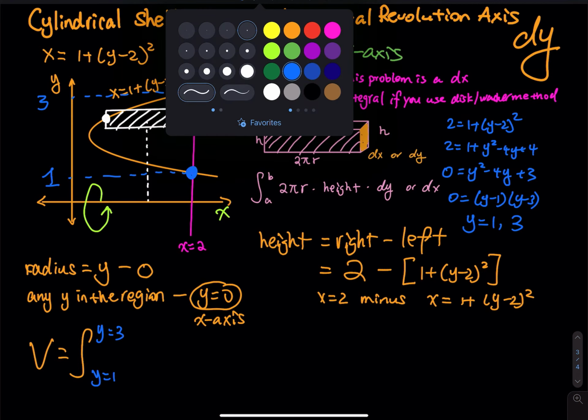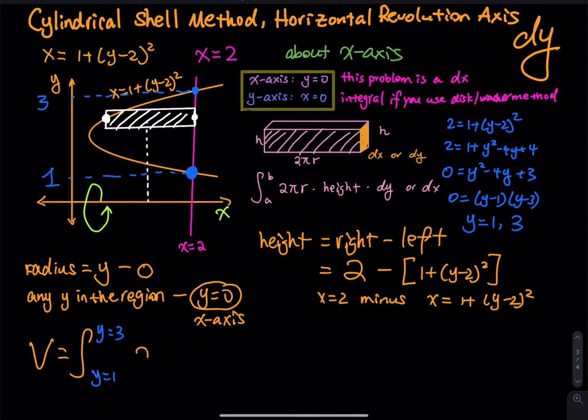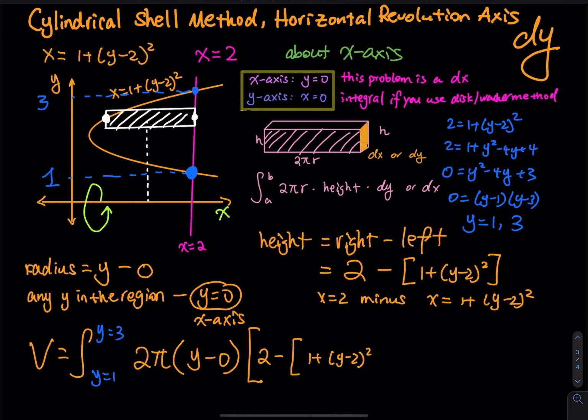And then you do the 2 pi, right? So we have 2 pi r, the radius is y minus 0, and then times the height. The height is 2 minus, well, we have to use a square bracket, right? 2 minus (1 plus (y minus 2) squared). I do not recommend you simplify that, because 2 days from now, when you go back to your notes, you know exactly what you did.